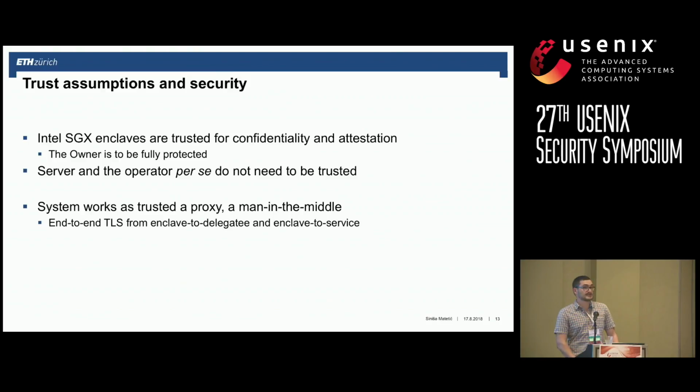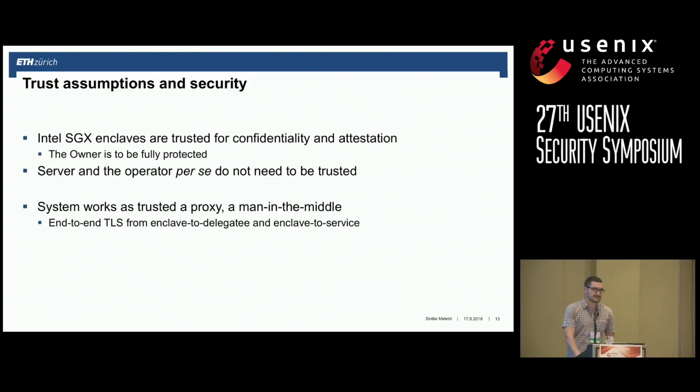So basically, what are the trust assumptions that we have here? We trust the SGX enclaves for confidentiality and attestation in order to fully protect the owner of the system. The server and the operator of such a system don't per se need to be trusted, because we put the trust inside of the enclave, so the operating system can be completely untrusted. This we achieve by using end-to-end TLS connections, from the enclaves to the users, either owners or delegatees, or from the enclave to the service operator.